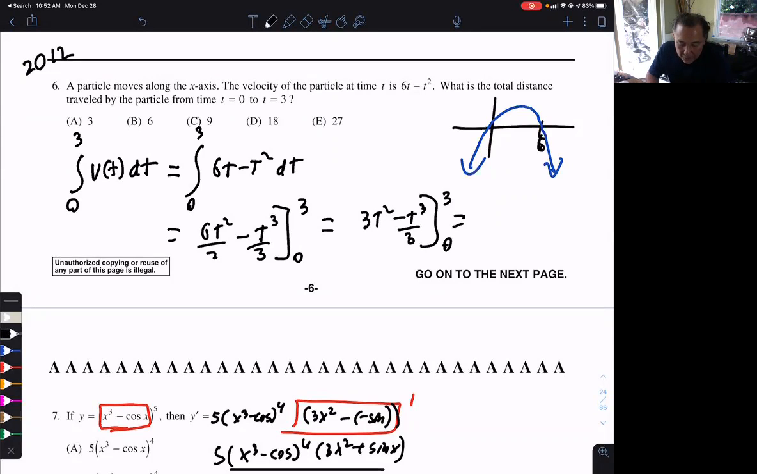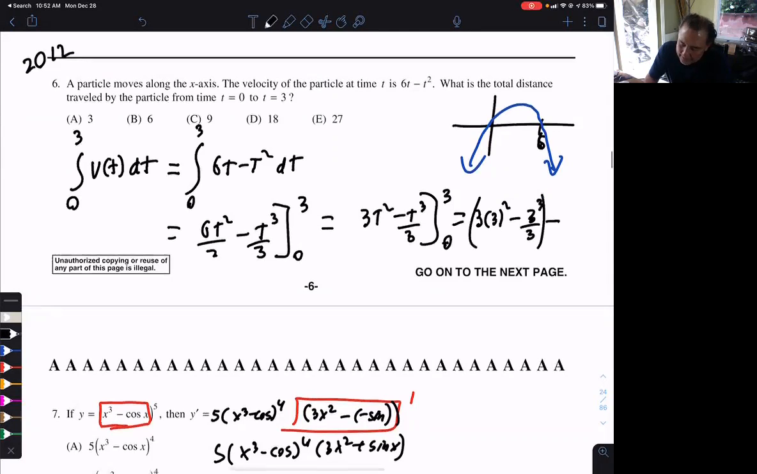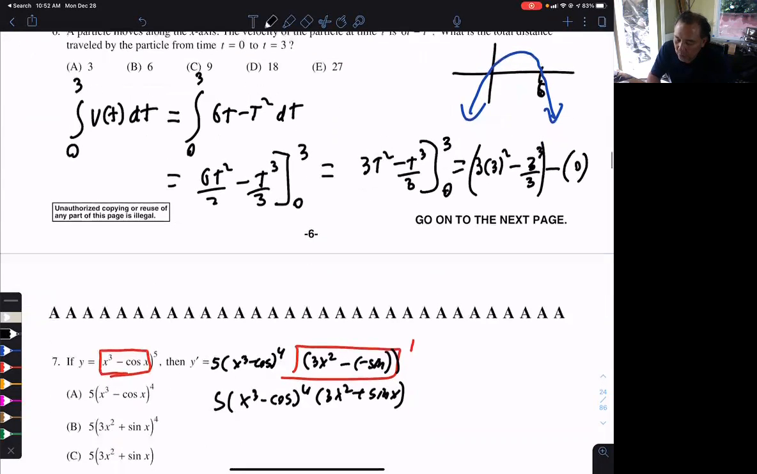And then I plug in 3. So it's going to be 3 times 3 squared minus 3 cubed over 3 minus, and then if you plug in 0, you're just going to get 0 for everything. So we'll have that. And then the first part's 27, and the second part's going to be 9. And then I get 18, D for my answer.